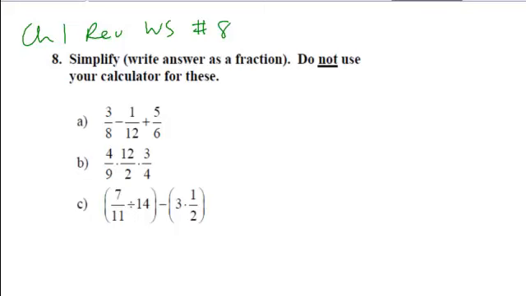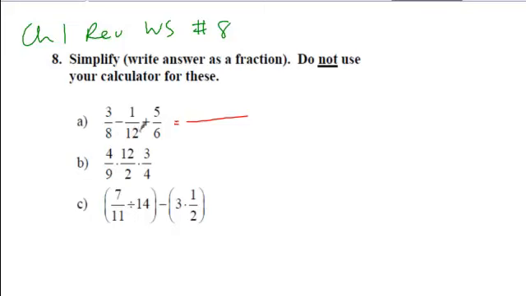This set of problems, I'm going to evaluate without using a calculator. So in this first problem, we need to find the least common denominator between all these terms since we're adding and subtracting. So I'll take my largest number, 12.